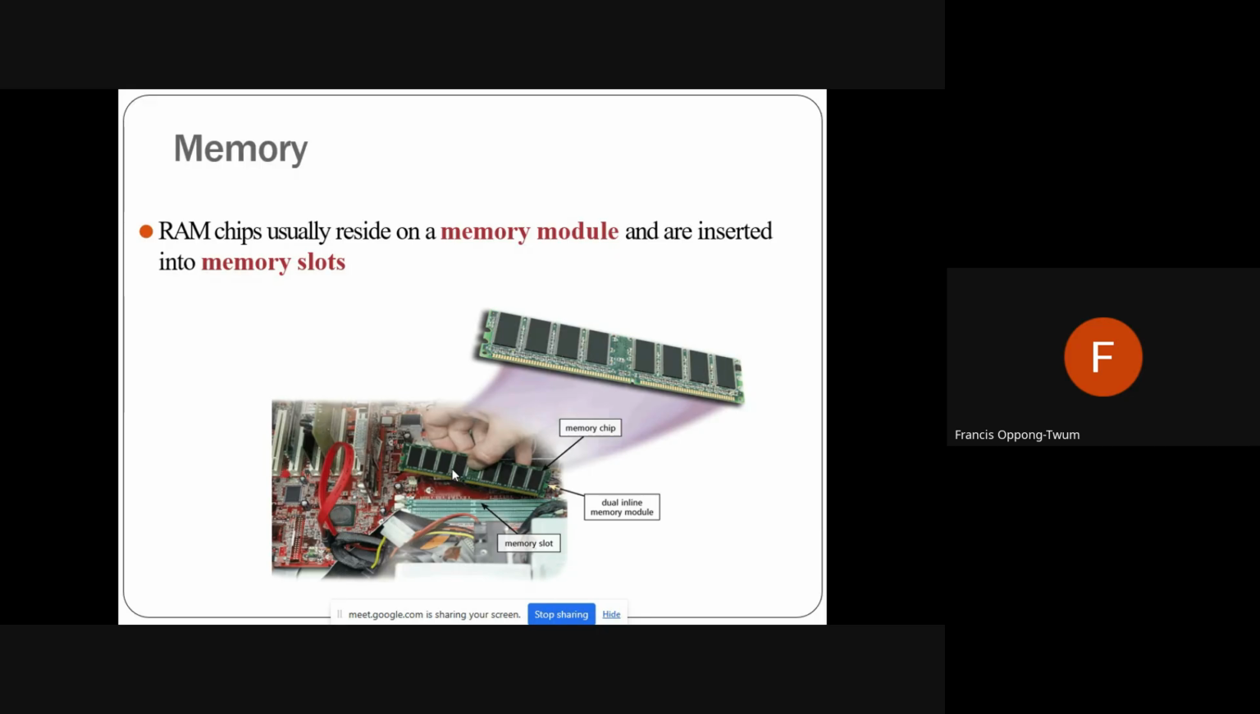Today we are trying to identify the basic components that we see in the system unit, both inside and outside. And I will end over there once we are done for today. Then tomorrow, the next week, we will take it from a different level. So please, have you all seen the picture of the memory?